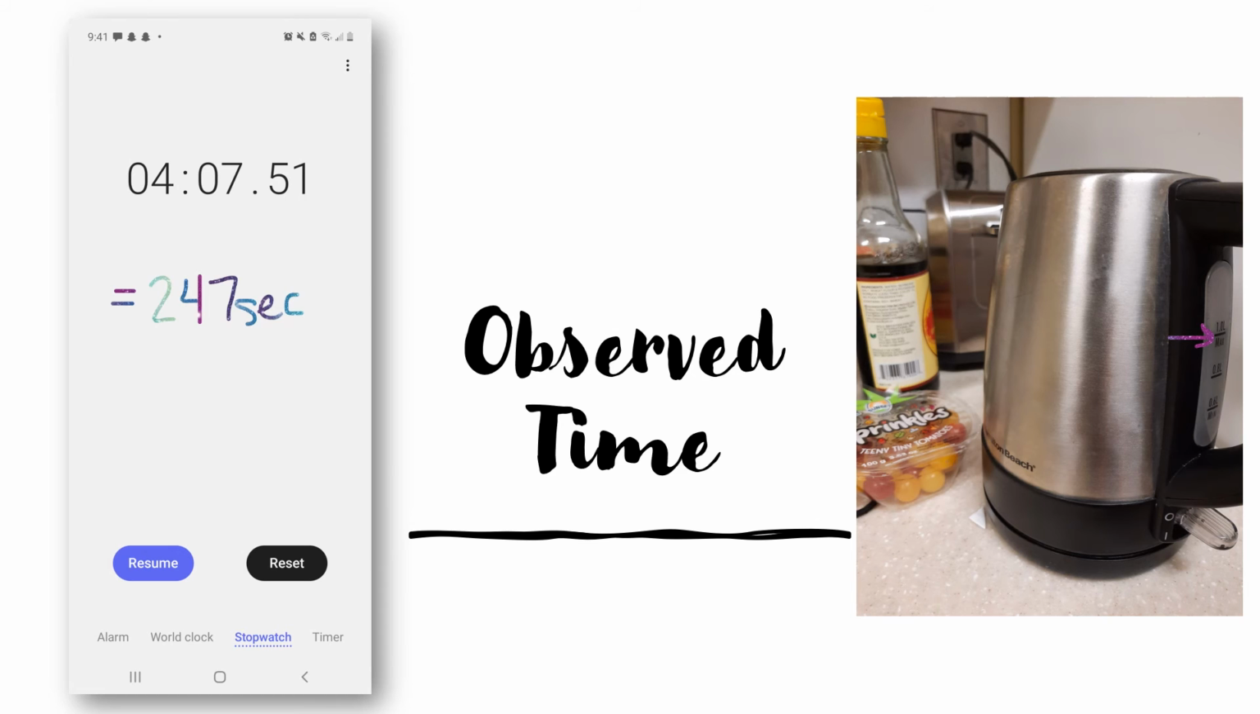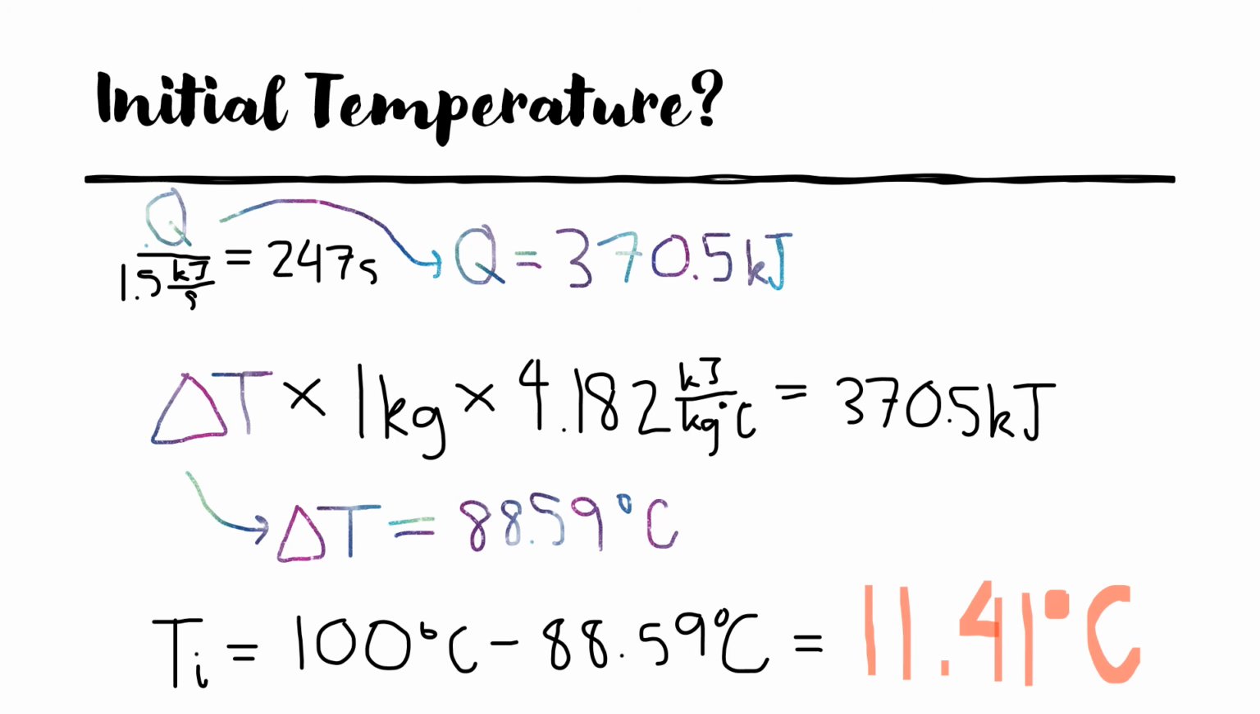Now, when I timed it in real life, the water came to a full boil at around 4 minutes and 7 seconds. One possible reason our calculations were off may be that we got the initial temperature of the water wrong. So let's work backwards and see what the temperature of the water might have been. If we work backwards, we get that the temperature of the water should have been 11.41 degrees Celsius.